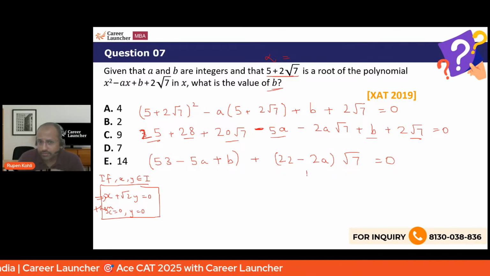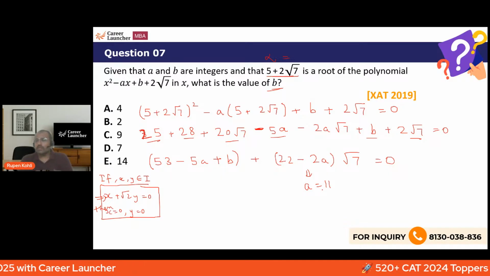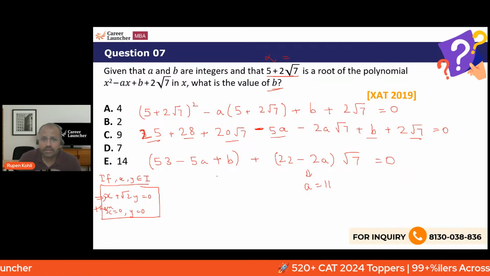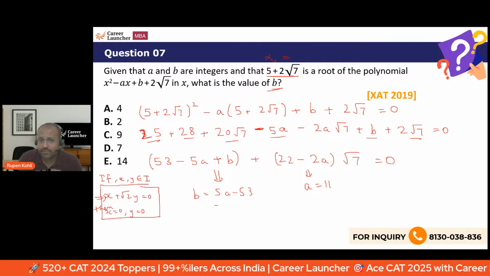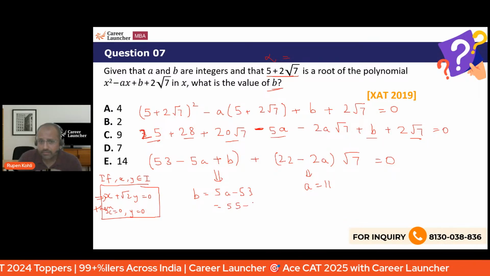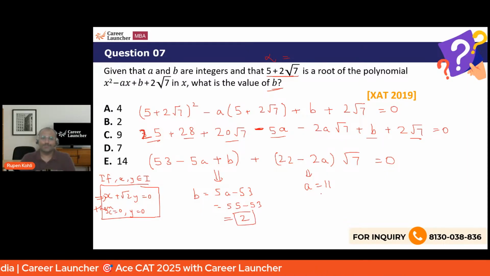So from here, 22 minus 2a is 0 means a is 11. 22 minus 2a is 0, a is 11. Put this over here. What is b? B is 5a minus 53, which is 5 into 11, 55 minus 53. So your answer is 2. Brilliant.